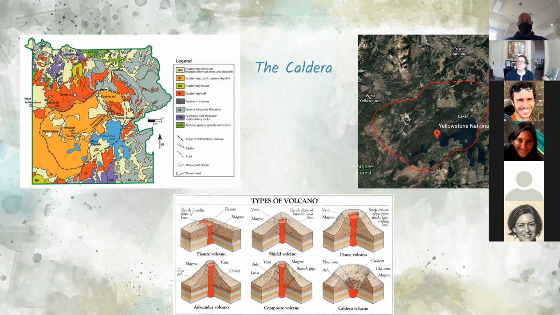A caldera is a large bowl-shaped area formed when a volcano erupts and then collapses. Looking at the diagram, you can see the different types of volcanoes. The caldera looks very different from the rest as it is not a mountain. A caldera is the kind of volcano that Yellowstone is. And you can see the caldera of Yellowstone outlined in black on the colored map and red on the satellite view. The reason there are geysers in the caldera is because that is where a thinner layer of magma is.